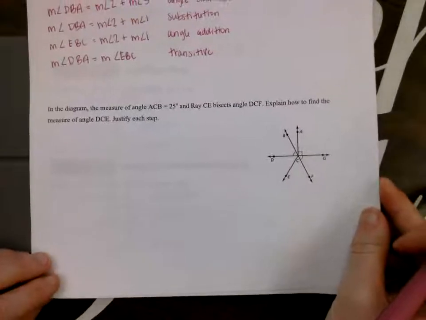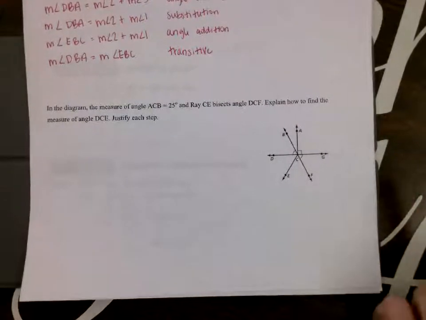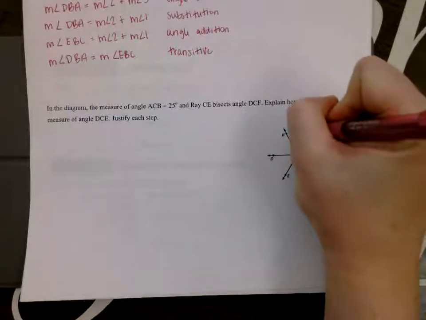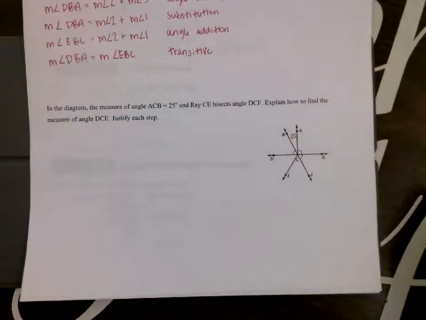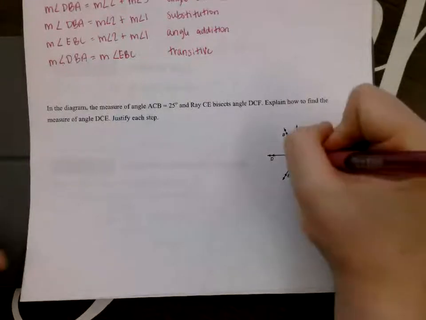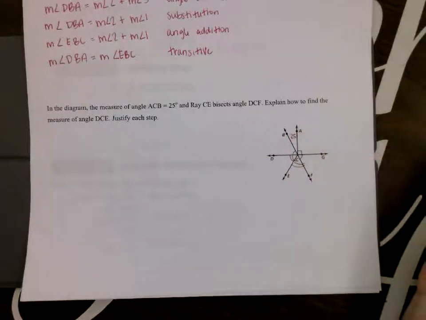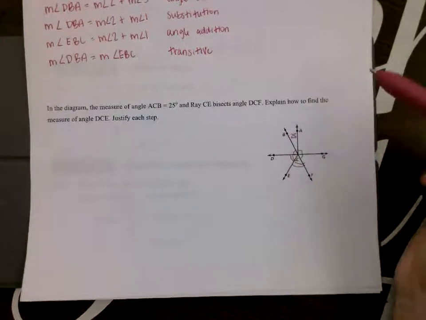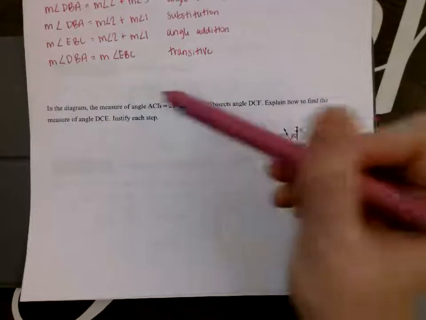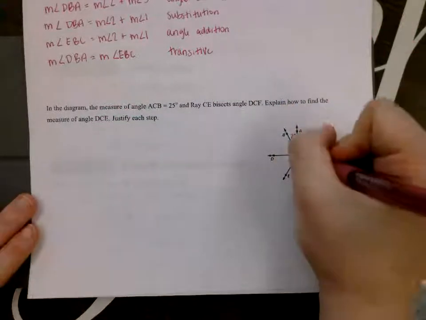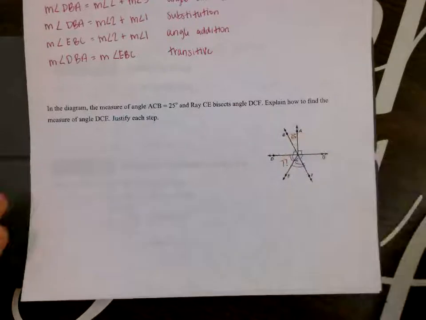This is very similar. This time they add in some numbers, so maybe it'll make a little bit more sense to you. So it says in the diagram, the measure of angle ACB is 25 degrees. So maybe I'm going to write that in there so I can remember that. And ray CE bisects angle DCF. So I'm going to fill that in as well. That means that these are the same. Explain how to find the measure of angle DCE. So DCE is right here. That's what I want to find out.